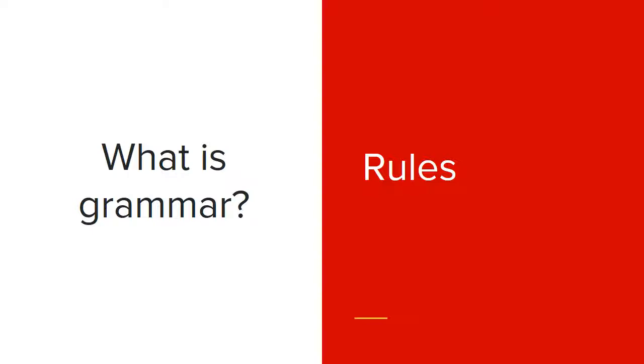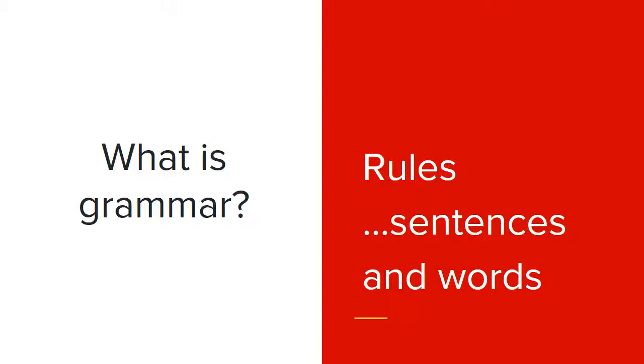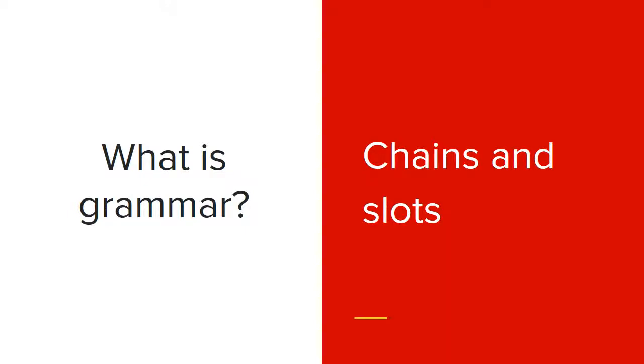Although that is a fairly common way to describe grammar, other language educators suggest that maybe we should go beyond just thinking about language as being rules. Instead, we might think of grammar as chains and slots. So chains is how we're linking words together, and slots are the words that we could put into a sentence. So that's another way of thinking about it.